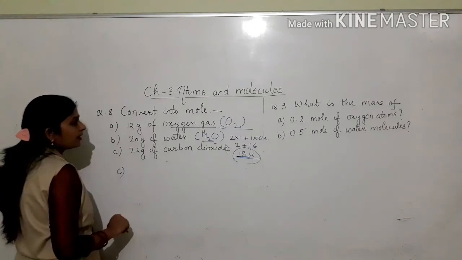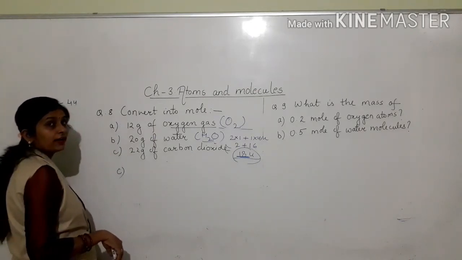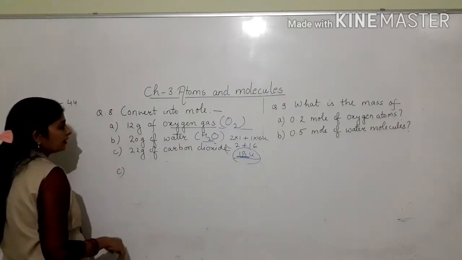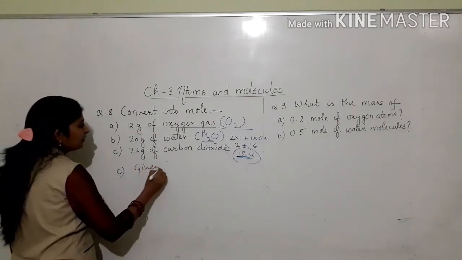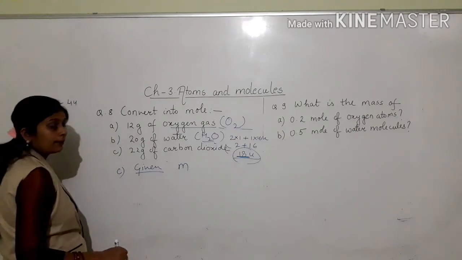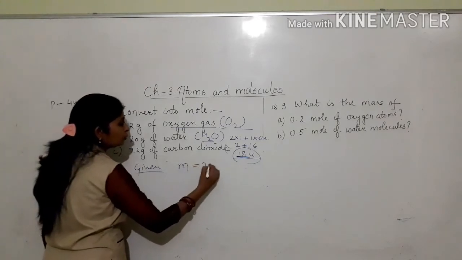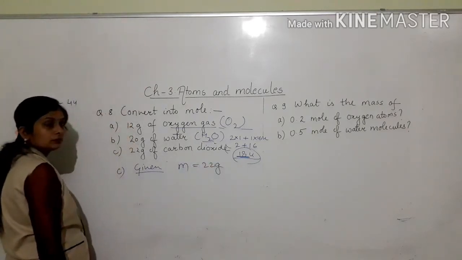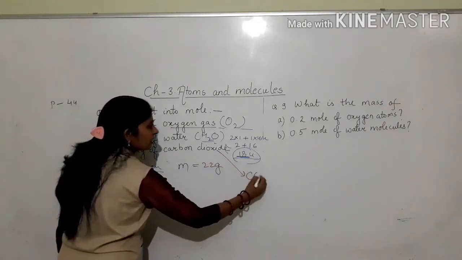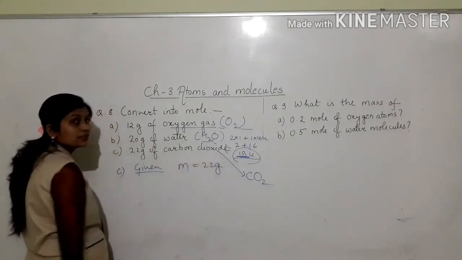We have to convert 22 gram of carbon dioxide into mole. So we have to find out the number of moles present in 22 gram of carbon dioxide. First of all, given mass, that is small m. Small m means given mass, that is 22 gram, of carbon dioxide. Carbon dioxide means CO2. So carbon dioxide CO2 is the molecule.